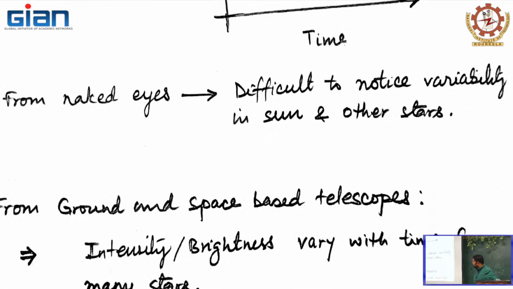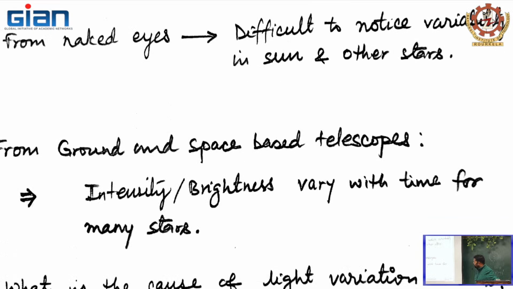But what will happen when we move towards sophisticated ground-based or space-based telescopes? What is going to happen in that case?